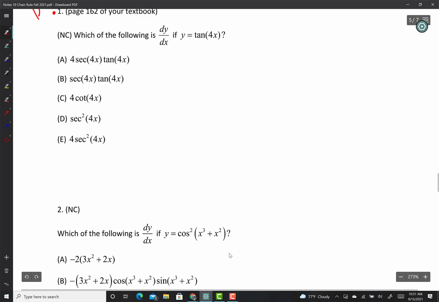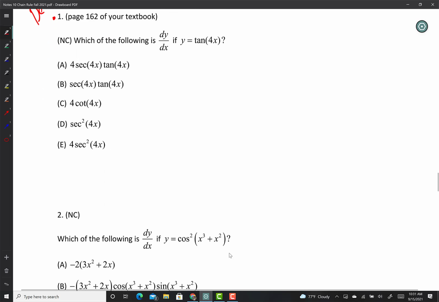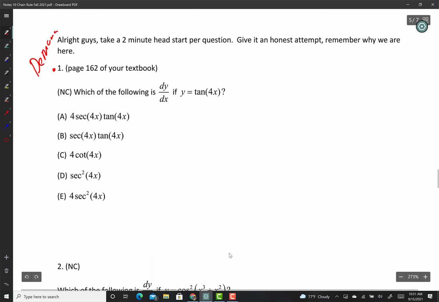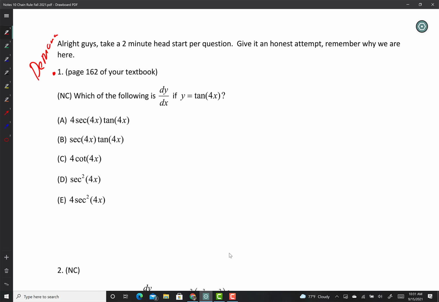Yeah, if you're done with number 1, go for it. I like number 2, actually. All right, here we go, guys. If you're already on number 2 and you already figured out number 1, go for it. You're good.